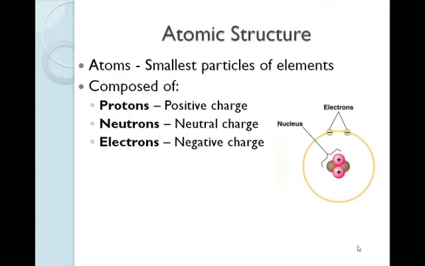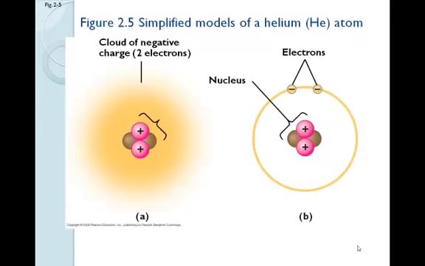The basic unit of matter is the atom. An atom is the smallest particle of an element. Atoms are composed of protons, neutrons, and electrons. The nucleus of the atom is made up of protons, which have a +1 charge, and neutrons that have no charge. The nucleus of the atom is surrounded by electrons that have a -1 charge.